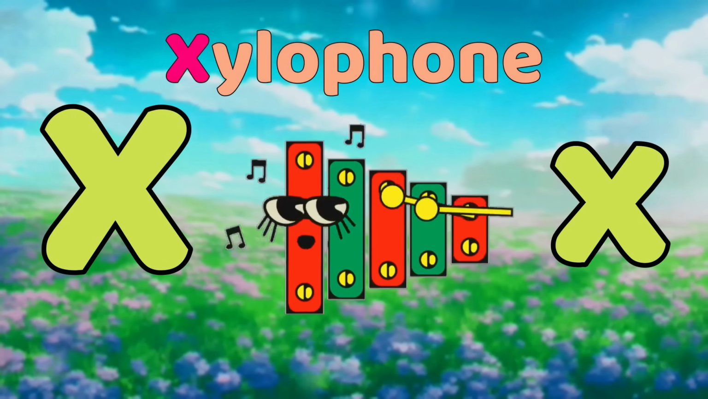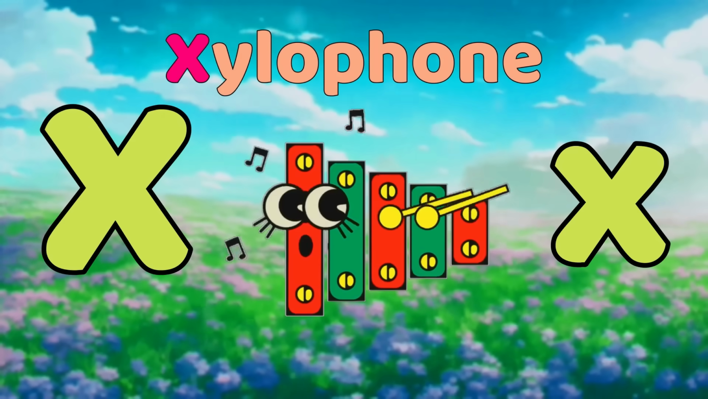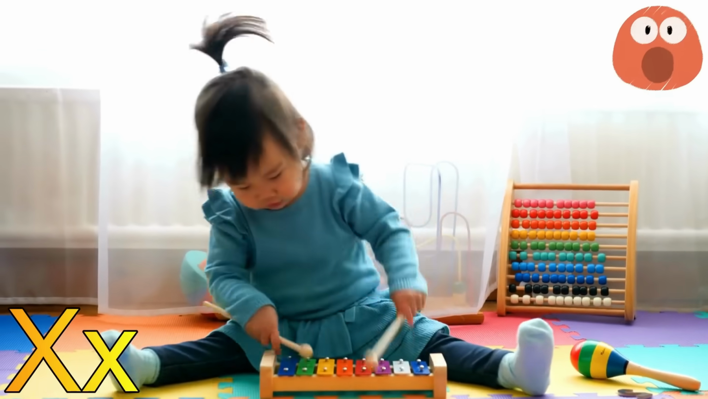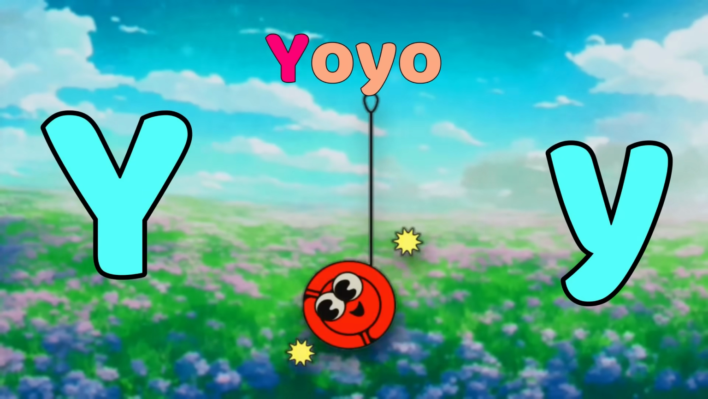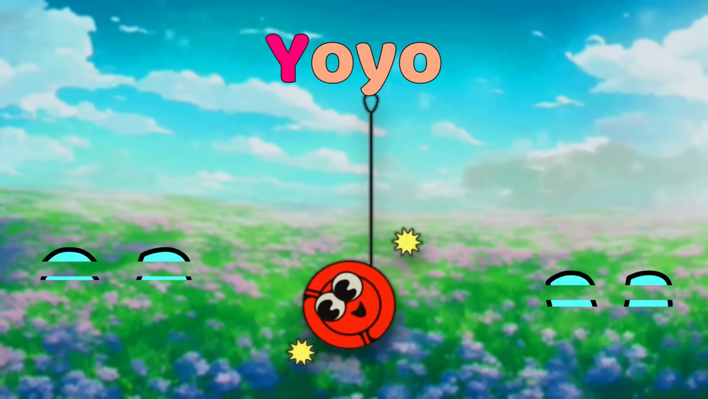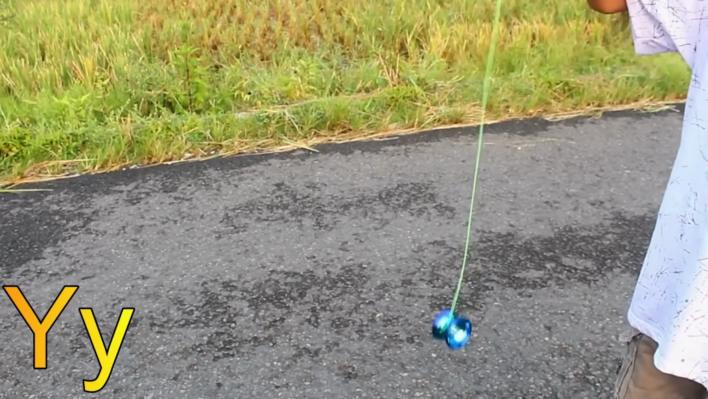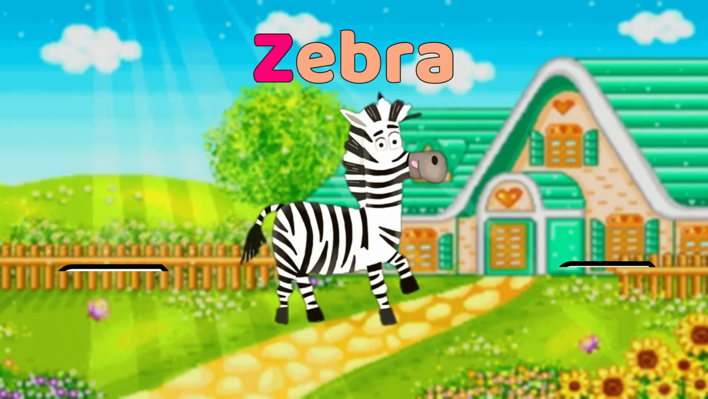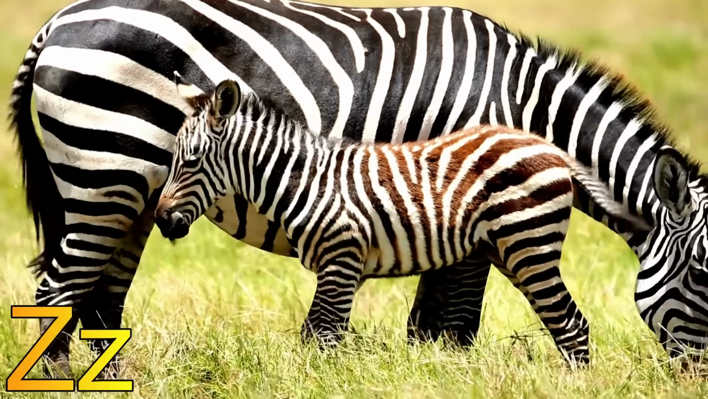X is for xylophone, z, z, xylophone, z, z, xylophone, X, xylophone. Y is for yo-yo, y, y, yo-yo, y, y, yo-yo. Y, yo-yo. Z is for zebra, z, z, zebra, z, z, zebra, z, zebra.